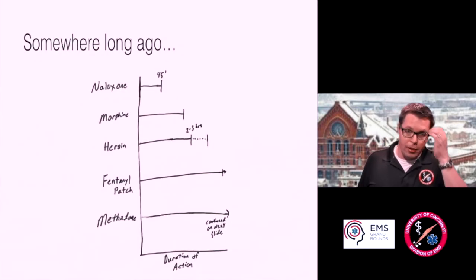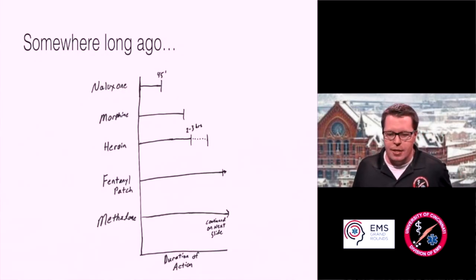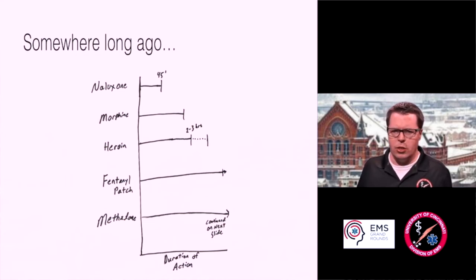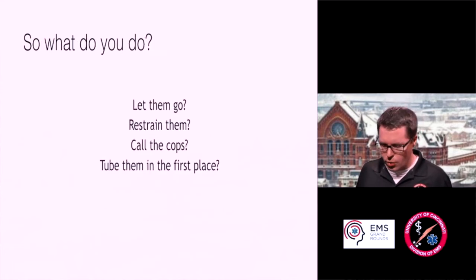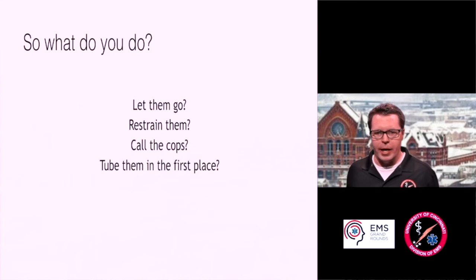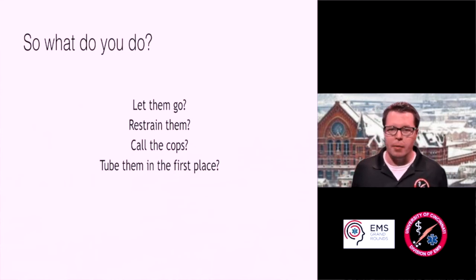So what happens if the naloxone wears off and those drugs come back into effect, and is the patient going to die? Am I going to get in trouble? Are they going to pass out while they're driving? What's going to happen? So it's enough to make us worry. What do you do about it? The question is, do we let them go? Do we try to hold them down and restrain them ahead of time? Do we call the cops to go chase them down?